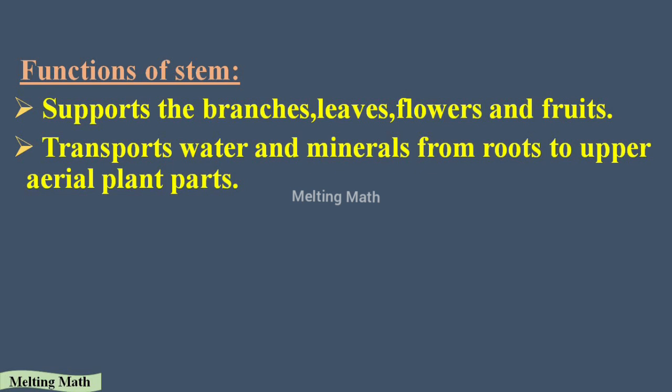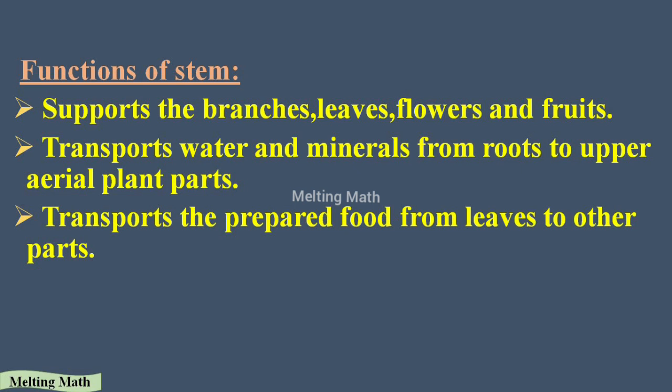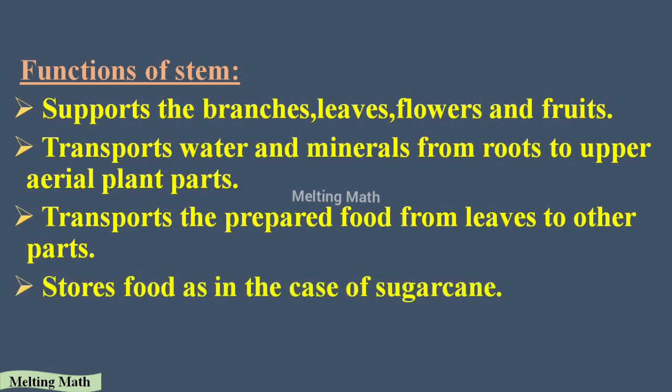Next, the stem transports the prepared food from leaves to other parts, because leaves produce energy from sunlight. That's what we call photosynthesis. It is transferred to the other parts of the plant by using the stem only. That's what they are mentioning here. Next one, stem stores food as in the case of sugar cane. Yes, we can see that in sugar cane food is stored in the stem only, because when we eat it, we can taste its sweetness. We also get sugar from sugar cane. So like that, these are the functions of stem.